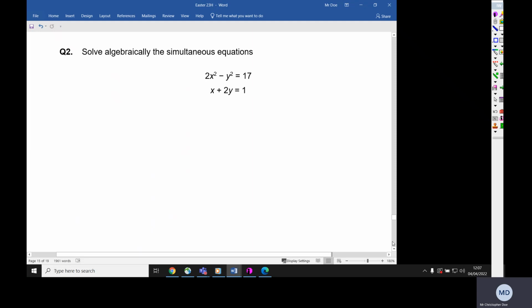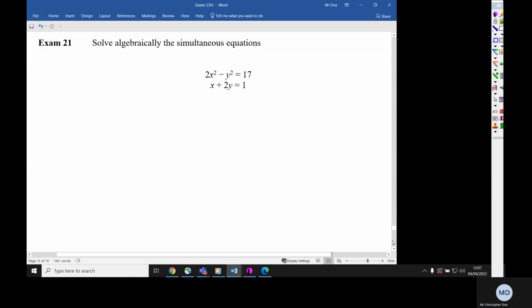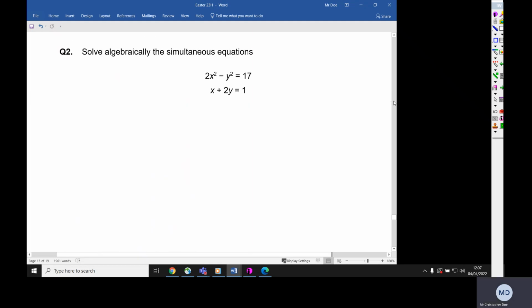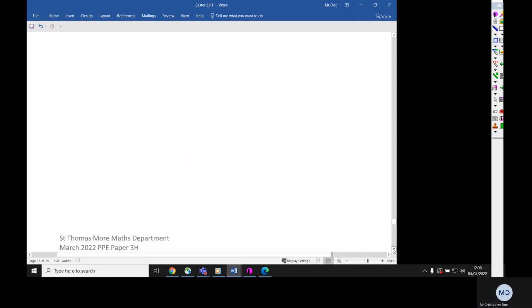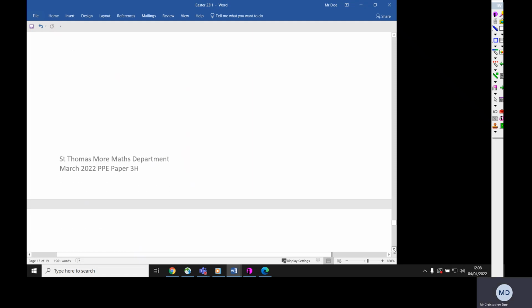Is it question 2 and then the exam question? Yeah, so question 2. Yes, Kieran. Question 2, the exam question. That's fine, you probably aren't. We don't want to do the same question twice. That's fine. Get it wrong.